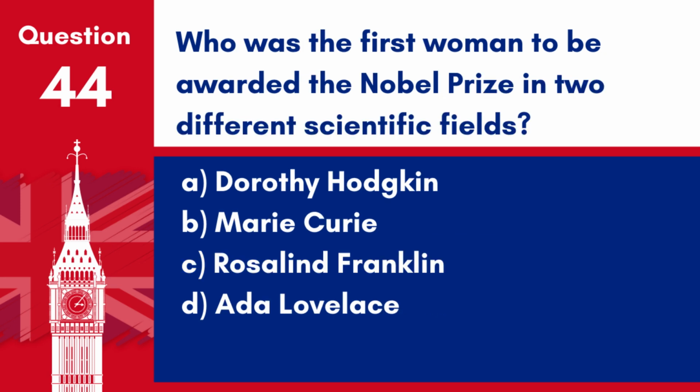Question 44. Who was the first woman to be awarded the Nobel Prize in 2 different scientific fields? A. Dorothy Hodgkin. B. Marie Curie. C. Rosalind Franklin. D. Ada Lovelace. Answer: B. Marie Curie. Marie Curie was the first person and only woman to win Nobel Prizes in 2 different scientific fields, physics and chemistry.